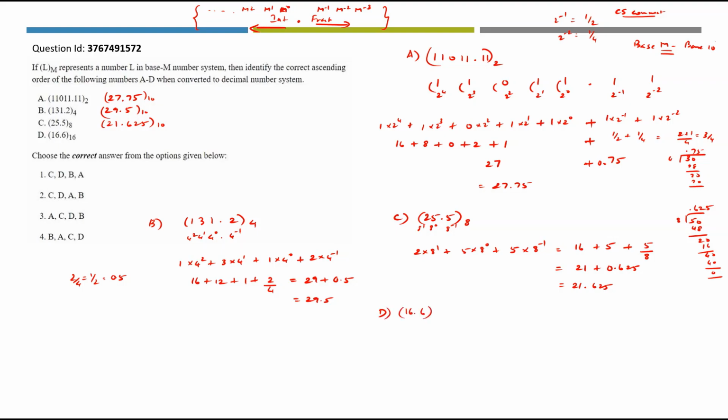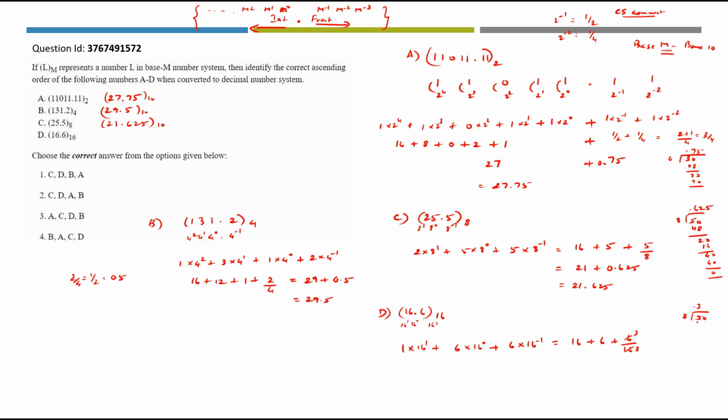What about 16.6 to the base 16? This is hexadecimal. This is 16 power 0, 16 power 1, and after the decimal you have 16 power minus 1. 1 into 16 power 1 plus 6 into 16 power 0 plus 6 into 16 power minus 1. 1 into 16 is 16, plus 6 into 1 will give 6, plus 6 by 16. This can be reduced as 2 3s are 6 and 2 8s are 16. This is 3 by 8. So we will go with 3 divided by 8.